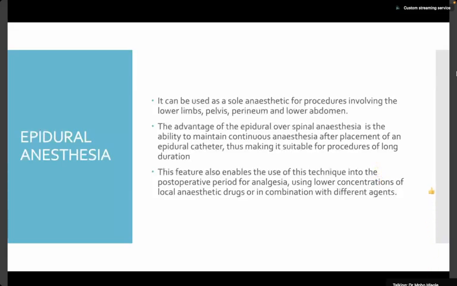The advantage of epidural over spinal is the ability to maintain continuous anesthesia after the placement of an epidural catheter. It makes it suitable for procedures of long duration. Unlike your spinal, where you give a single injection and you know that it's going to work for a certain amount of time, with an epidural, because you have inserted that catheter, you can always top up and have the anesthetic continuously working throughout.